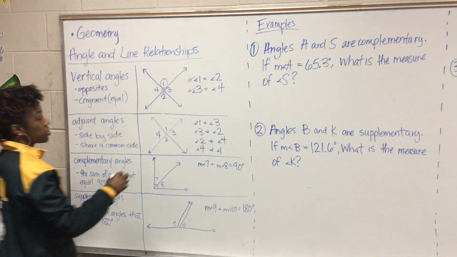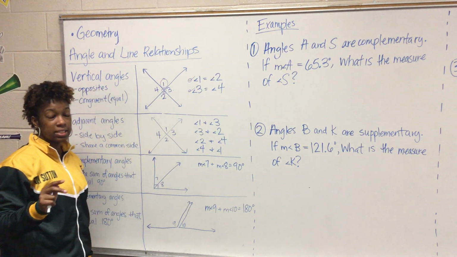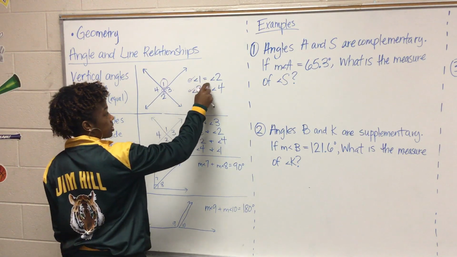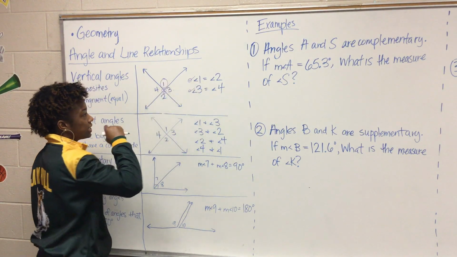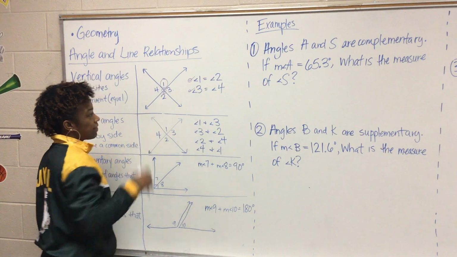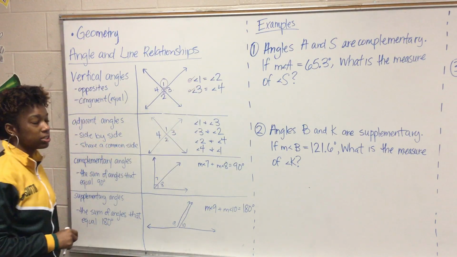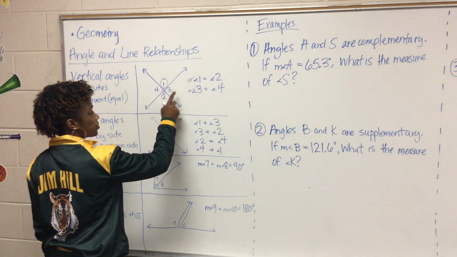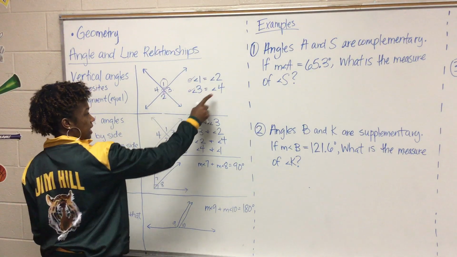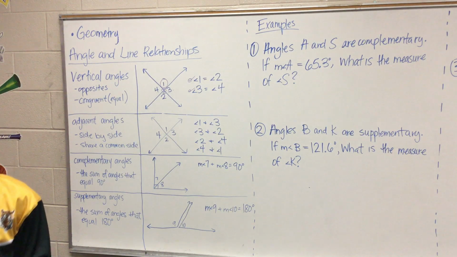As stated, once you know that they are vertical, the next thing to understand is that they equal each other. So if angle 1 is 45 degrees, then that means angle 2 is also 45 degrees. If angle 3 is 20 degrees, that means angle 4 is also 20 degrees.